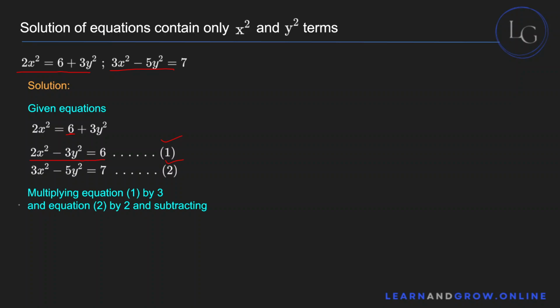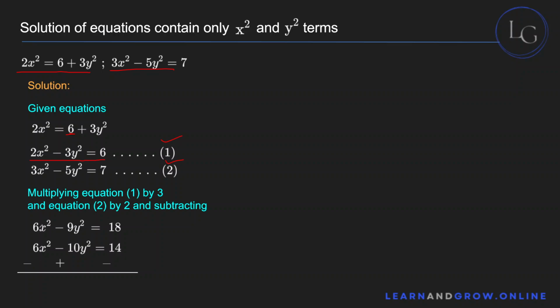Why, do you ask? So that the coefficients of x square become 6. See this? The coefficients of x square are now 6. Now you can somewhat solve them simultaneously. So what you'll do is, basically, you'll subtract.